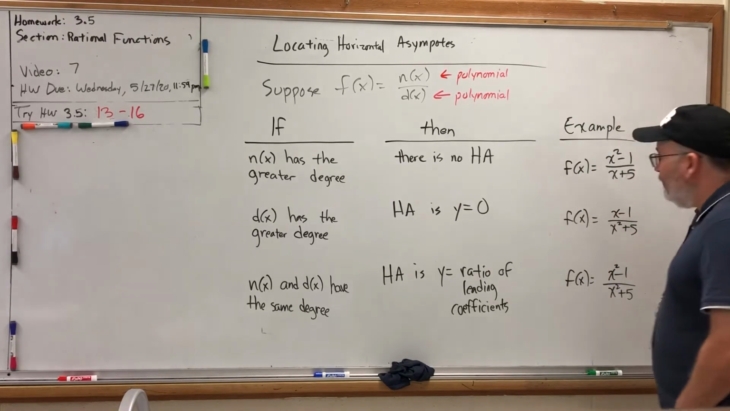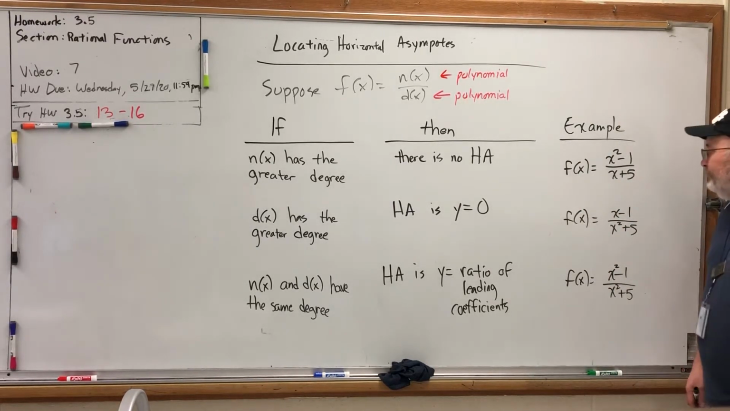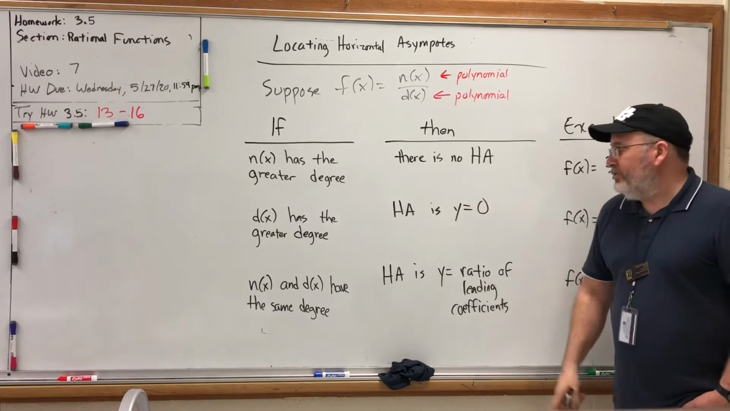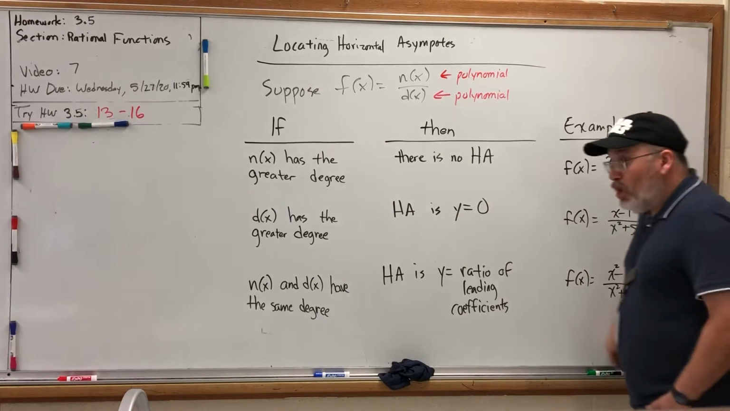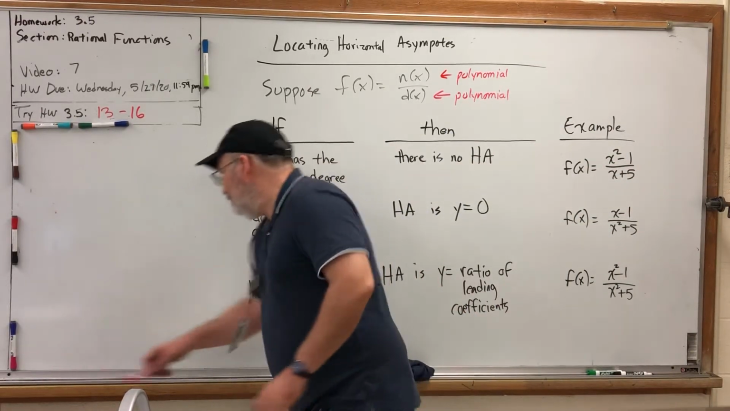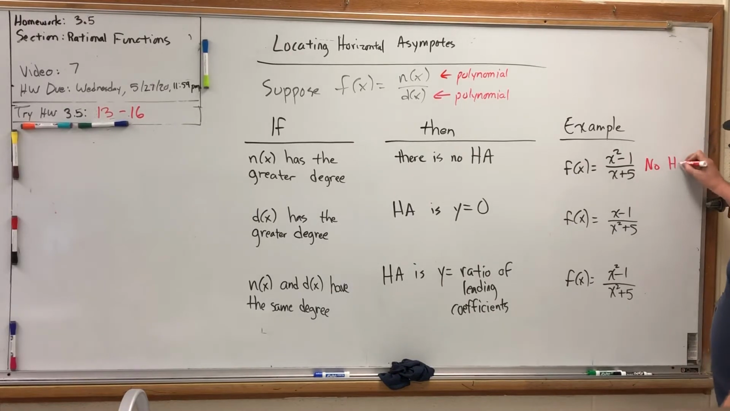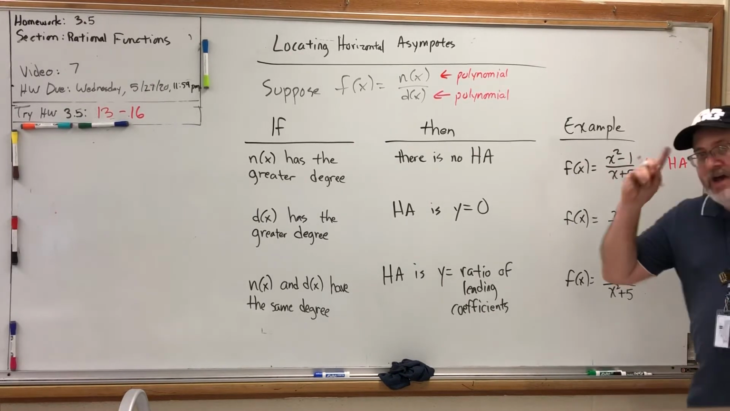So I've got three examples over here, one for each case. For example, f of x equals x squared minus 1 over x plus 5. The greater degree is in the numerator, and when the numerator has the greater degree, there is no horizontal asymptote. So this one, no horizontal asymptote. The ends either rise or fall.